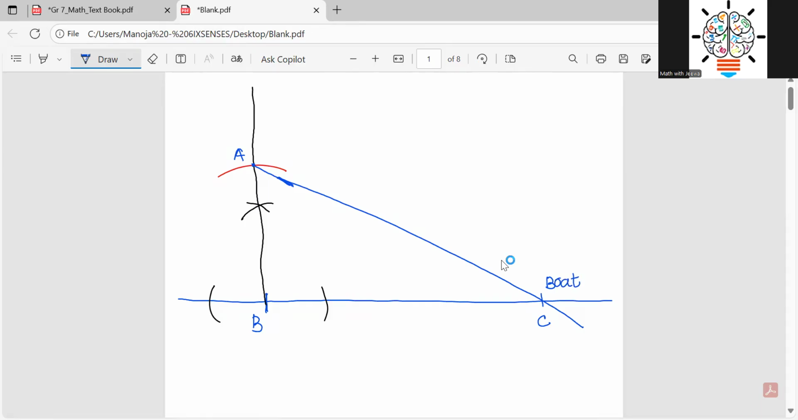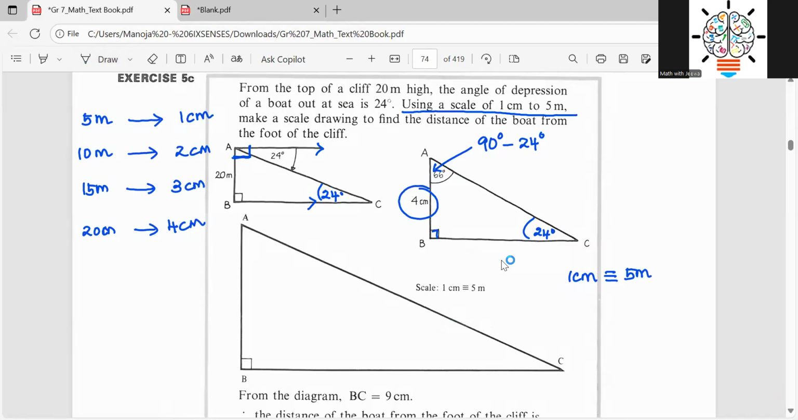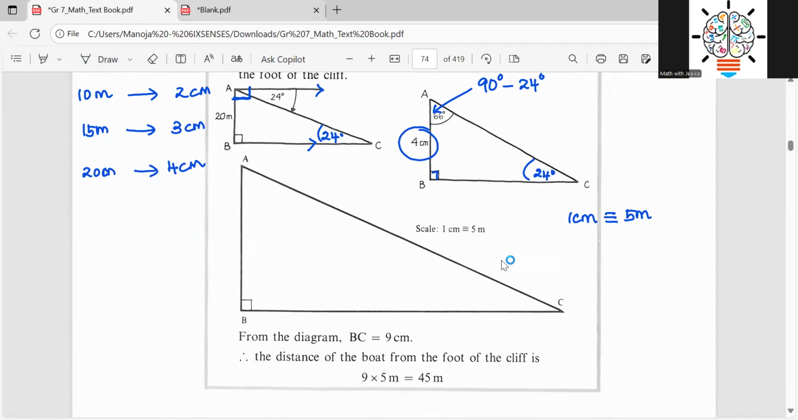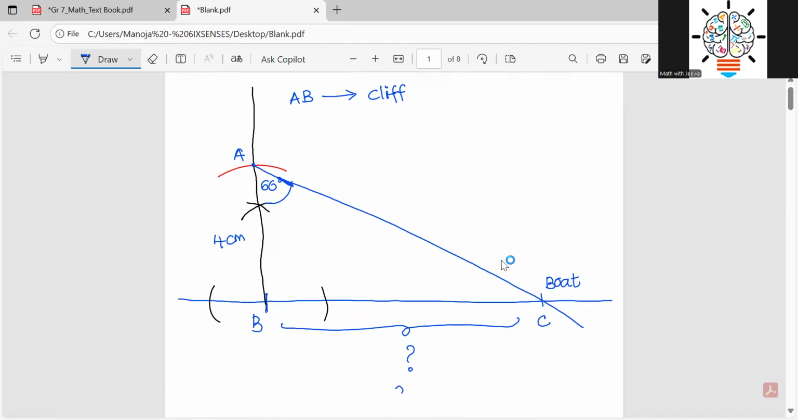And AB is the cliff. AB is the cliff. And this is 4 centimeters. And this is 66 degrees. Right? And then what you do is you measure this length. So if you do it correctly, when you measure it, it gives you 9 centimeters.